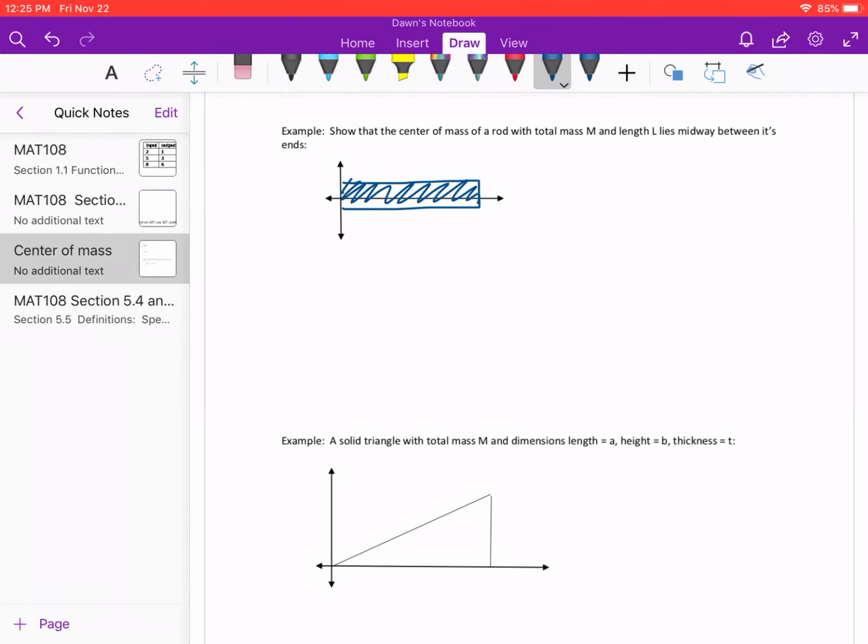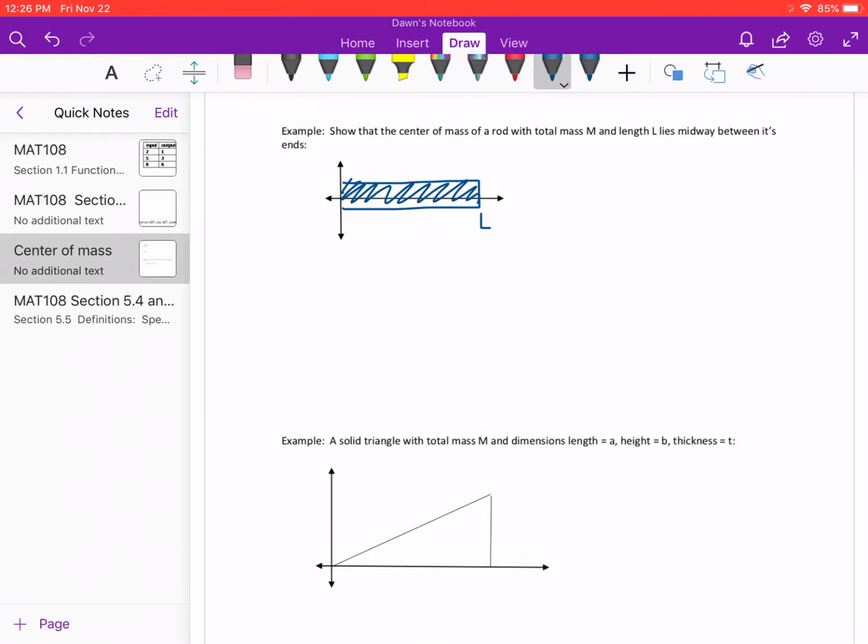There's a rod in the x direction. The reason we're considering this as our center of mass example is because it's a one-dimensional case. So we're going to integrate with respect to x from 0 to L, and it's a pretty simple case of finding the center of mass using our formula for center of mass. Intuitively, you probably know that the center of mass is going to be at the center of that bar, and so we'll find that.